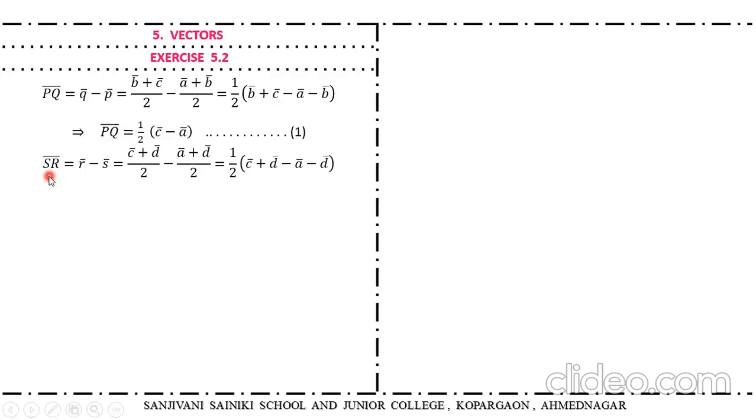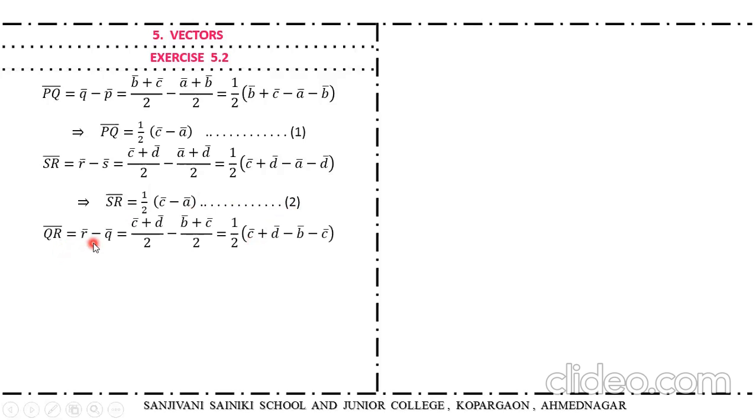Now similarly, r bar minus s bar is c bar plus d bar upon 2 minus a bar plus d bar upon 2, is equal to 1 upon 2 times c plus d minus a minus d. Again d gets cancelled. You will get SR bar is equal to 1 upon 2 times c bar minus a bar, which is our equation number 2. Now QR bar is equal to r bar minus q bar. So c bar plus d bar upon 2 minus b bar plus c bar upon 2 is equal to 1/2 of c bar plus d bar minus b bar minus c bar. So we get QR bar is equal to 1 upon 2 times d bar minus b bar, which is our equation number 3.